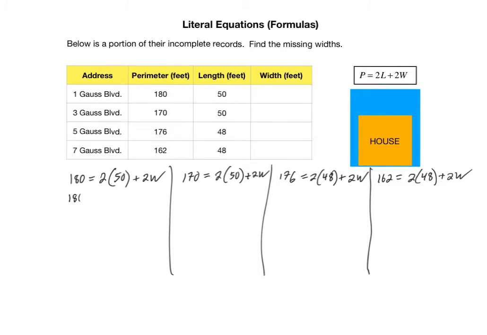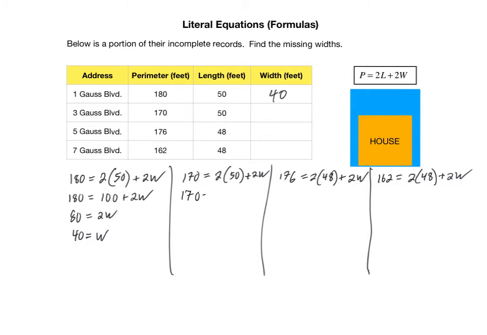You've got 180 equals the 2 times the 50 is 100 plus 2W. Subtract 100 from both sides, that would give you 80 equals 2W. And then divide both sides by 2, and we get 40 equals W. So the width of 1 Gauss Boulevard is 40 feet. Let's try the next one.